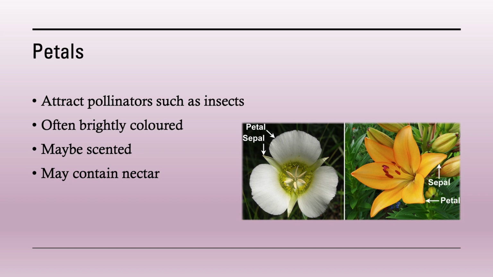Next are the petals. The main function of petals is to attract pollinators like insects. They are often brightly colored and may be scented. Many petals also contain nectar, which acts as a food reward for insects after pollination.